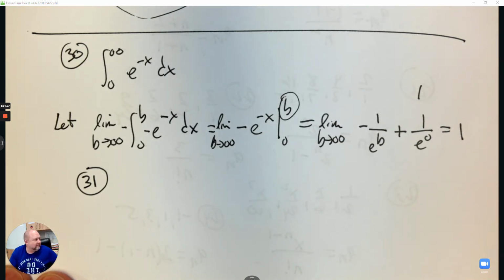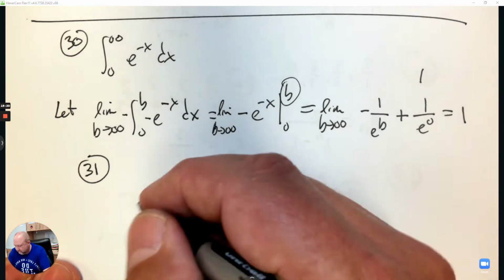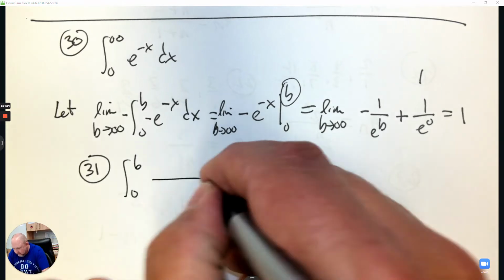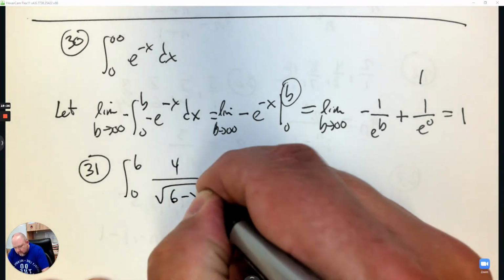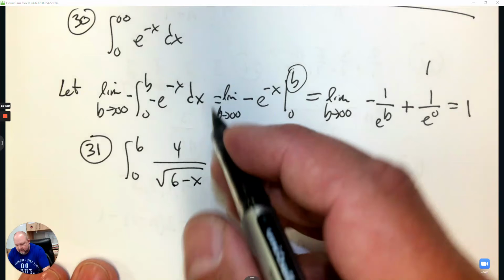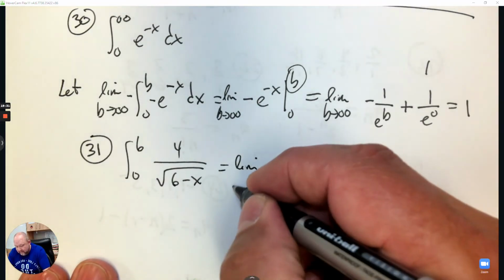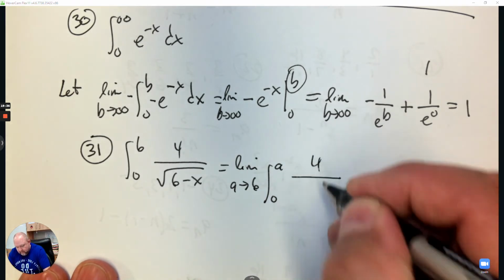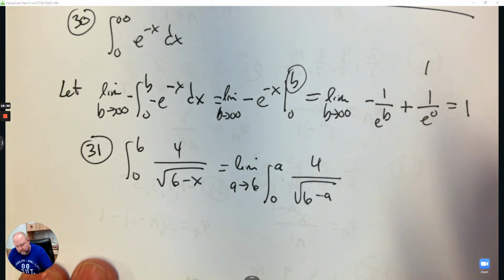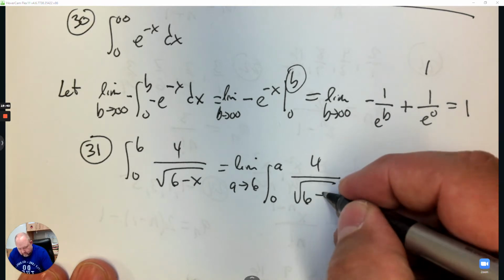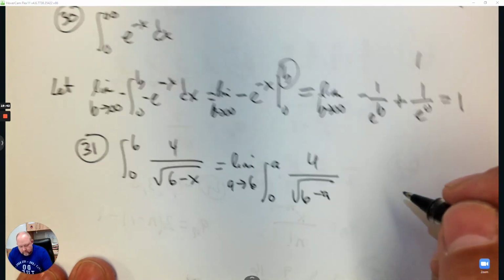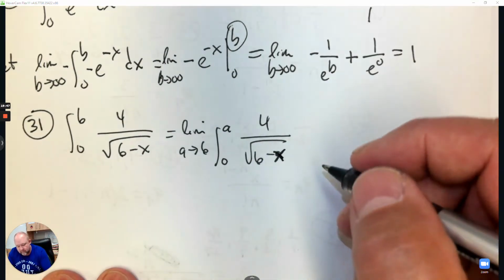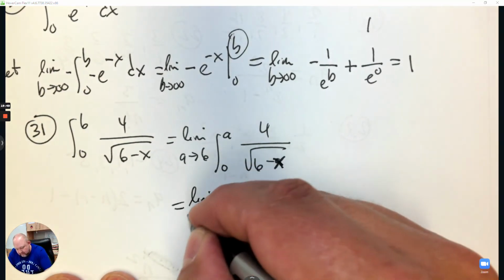Number 31. This is an improper integral because when you plug in 6, it's undefined. So we're going to write it as the limit as a approaches 6. Then I'm going to write this, make sure you keep the limit notation.